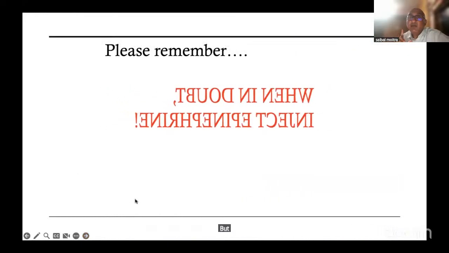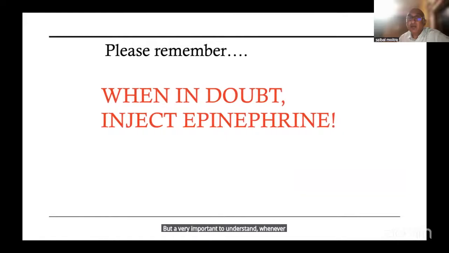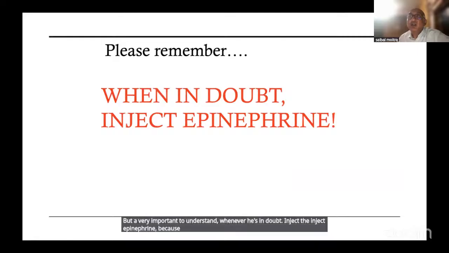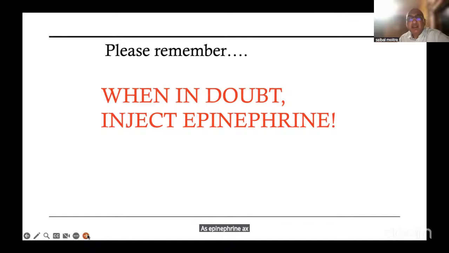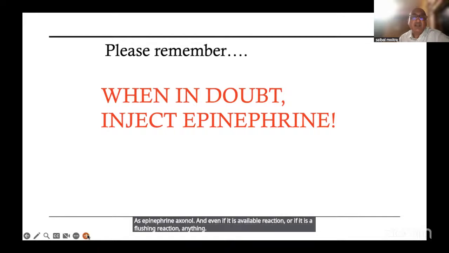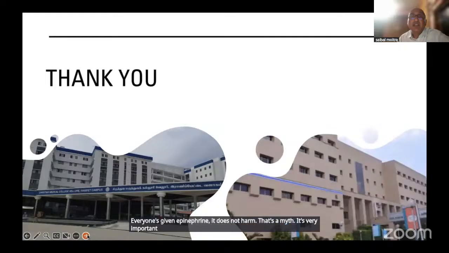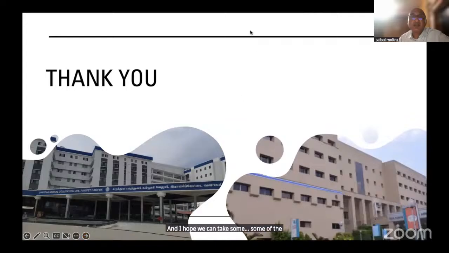But it's very important to understand: whenever in doubt, inject epinephrine, because to err on injecting epinephrine is always better than to err on not giving epinephrine. Whatever the pathways may be, epinephrine acts on all. Even if it is a vasovagal reaction or a flushing reaction, if one has given epinephrine, it does not harm. That's a myth. It's very important. So thank you very, very much, and I hope we can take some of the questions.